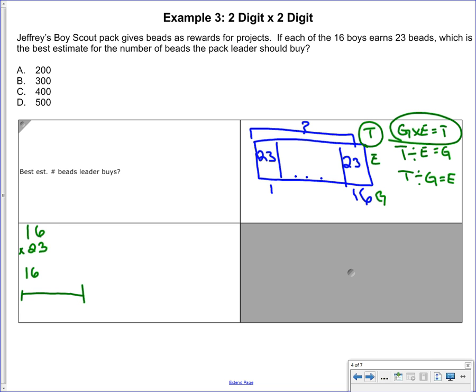It's an estimation problem, so we're rounding. So closest to 10 or 20. Here's 15. 16 is right past 15. So 16 winds up being close to 20.